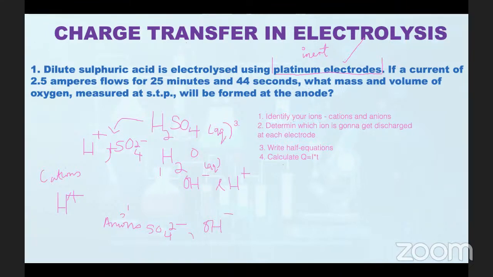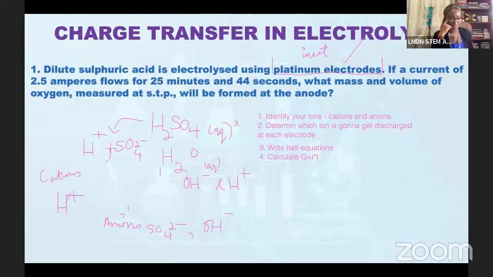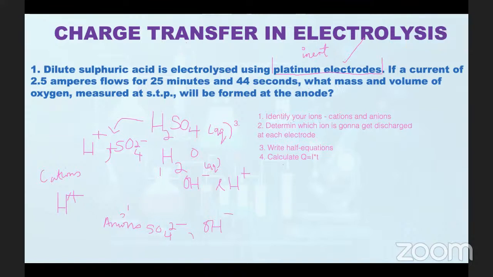So if we pick one. OH. Why OH? It's because it's lower on the electrochemical series. It's lower than sulfate on the electrochemical series? Yes, miss. And then what else? There's something else that can clue us in on it too. Miss, it's a dilute solution, miss.